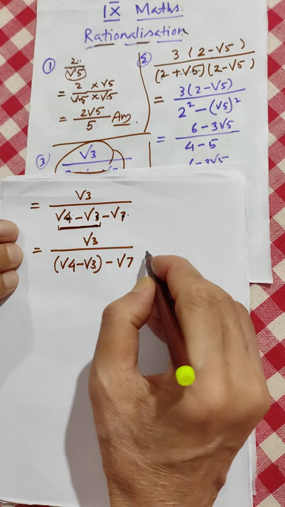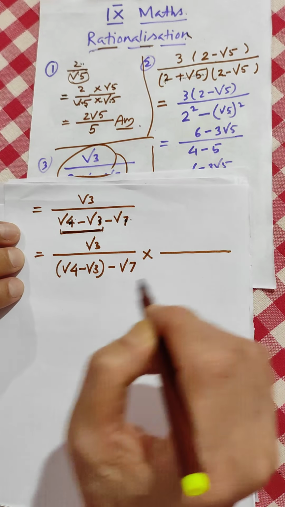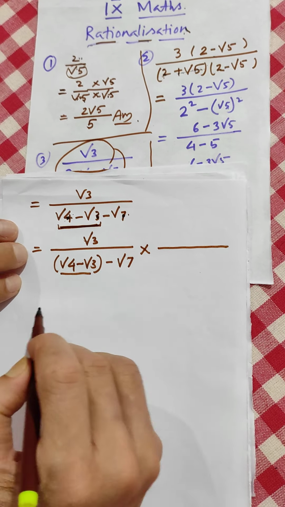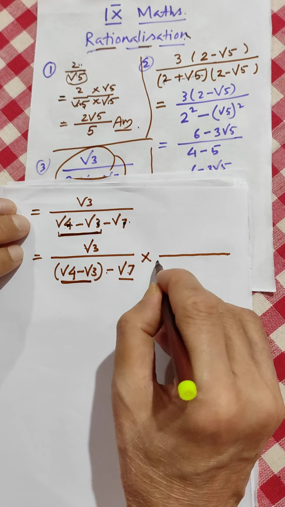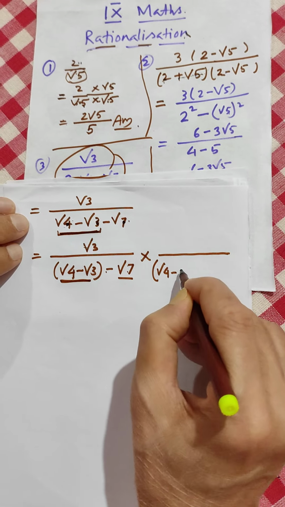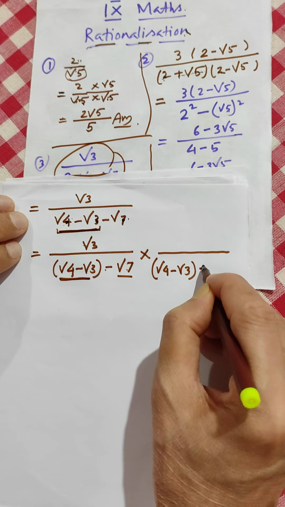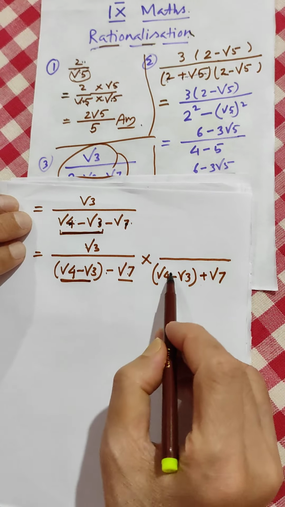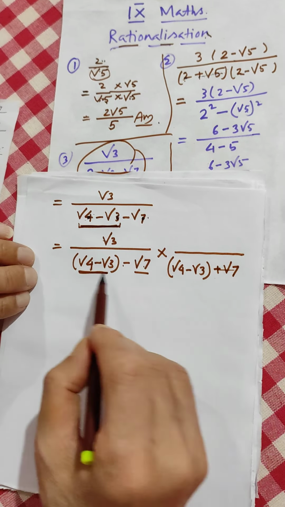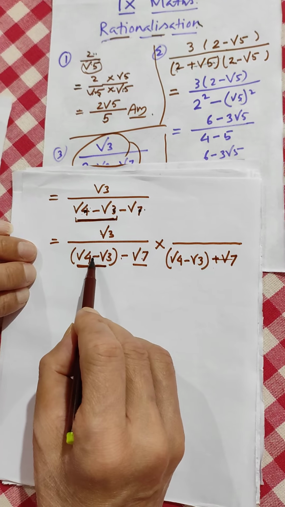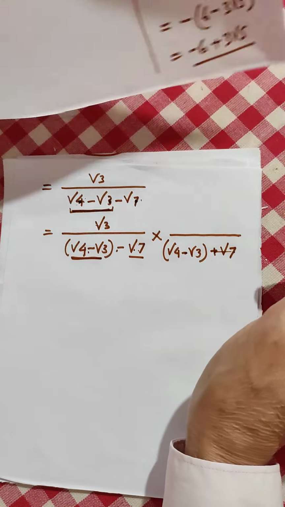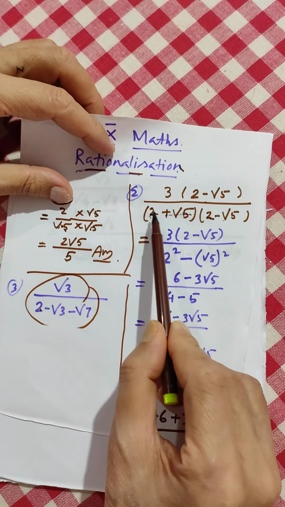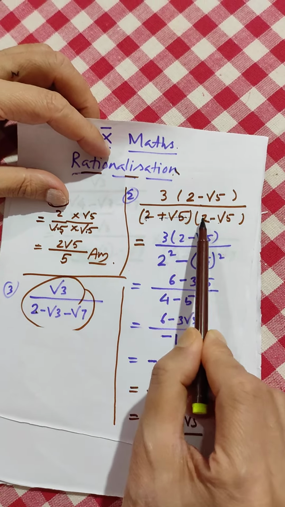Now we have to multiply by the rationalizing factor. Now this is A, this is B. So you have to think this is A, this is B. A minus B. So you have to multiply by A plus B. That means you have to multiply by root 4 minus root 3 plus root 7. Now why do we multiply by this? Because this is the rationalizing factor of this, so that we can use the formula (A minus B) into (A plus B), A square minus B square. Just like in the previous one, we multiplied by this. Why? Because then we can use the formula (A plus B) into (A minus B). Similarly here we multiply by this.